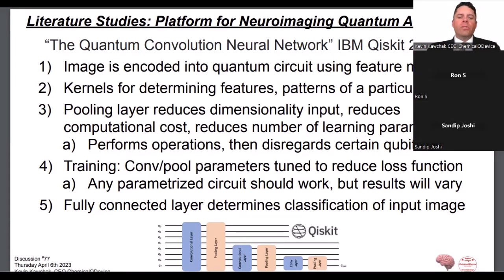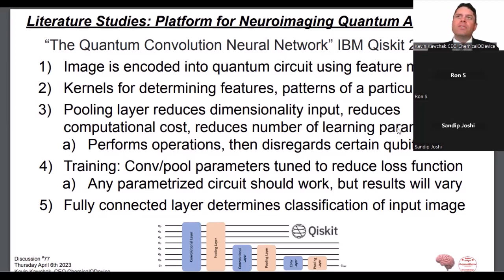The end results are the same, but the way they work, especially for the pooling layer over the convolutional layer, is different for quantum. You can see the pooling layer, and this is the same thing as with classical: dimensionality reduction, computational cost reduction, reduces the number of learning parameters. So basically you perform operations, then disregard certain qubits. If you have, say, just 2 qubits left at the end, the top one gets disregarded, and then the bottom one is measured.